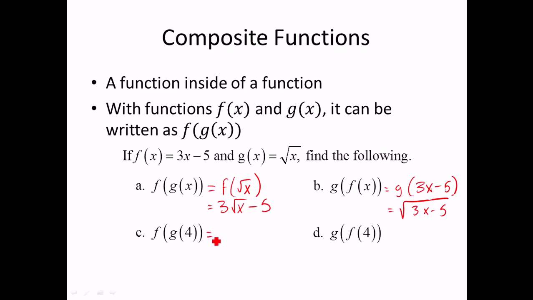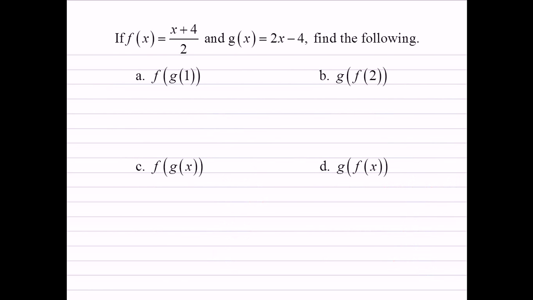So if we're looking for f of g of 4, g of 4 is equal to 2, so we're looking for f of 2, and f of 2 would just equal 6 minus 5, which is 1. And f of 4 would be 12 minus 5, which is 7. So we are really doing g of 7, which is the square root of 7. All right, so that's what composite functions are.